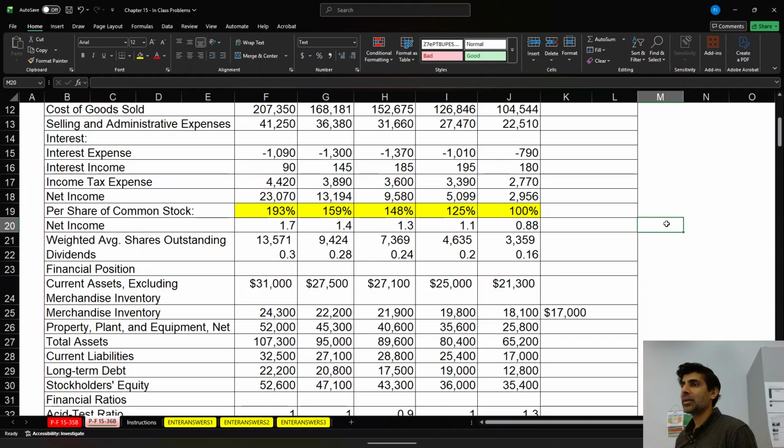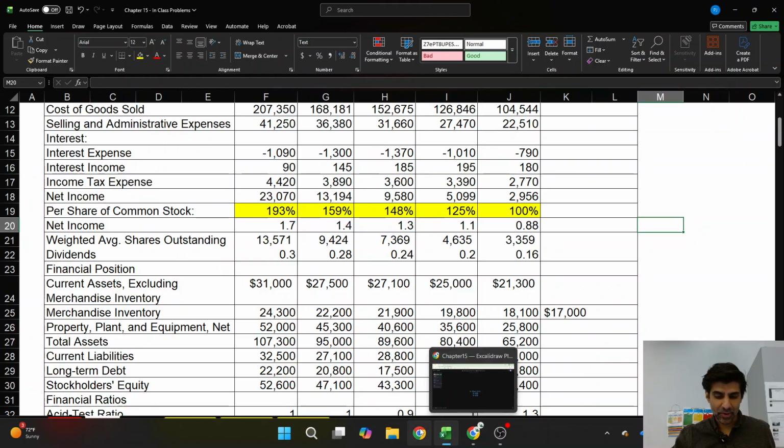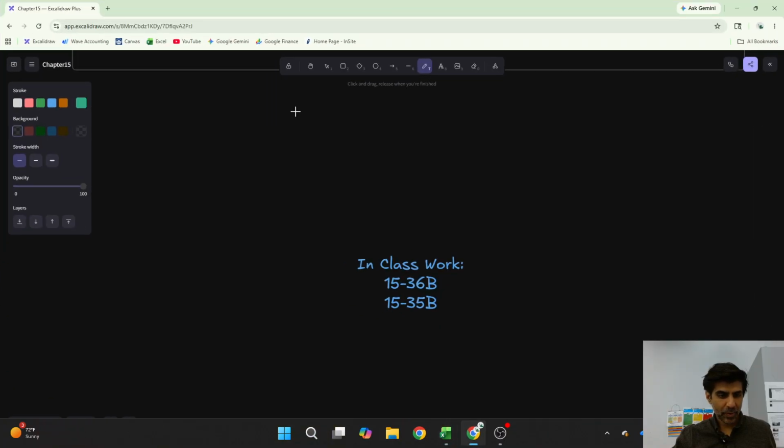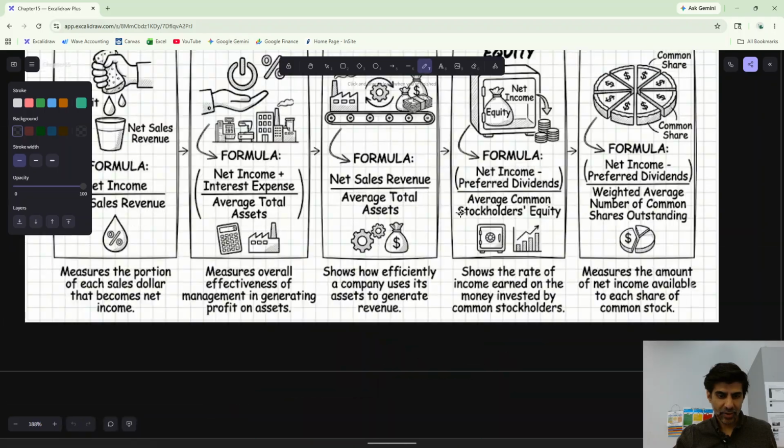In real life, when you're going through income statements, how do you find that per share data? It's usually presented on the actual income statement. So let's see, what do we have here?